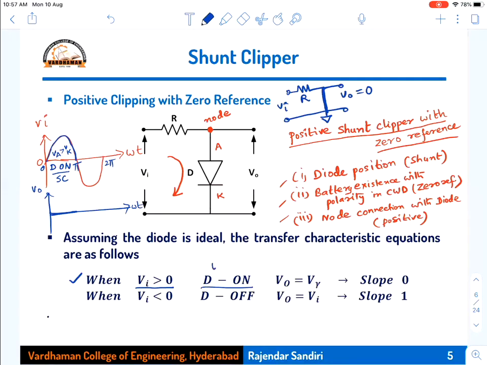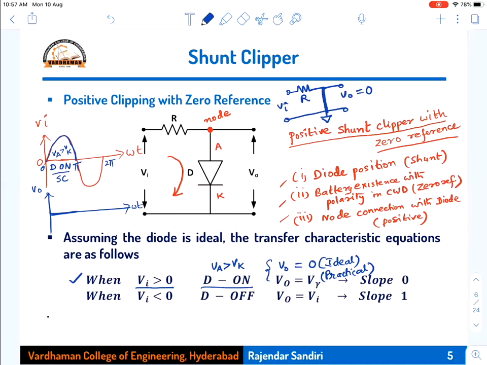Diode D is on because the anode voltage is greater than the cathode voltage, and the output voltage V0 is equal to, okay, actually it will be 0 in the ideal case. Assume the diode to be ideal. Ideal case, V0 is equal to 0. Practical case, V0 is equal to, diode is replaced by what in the practical case? Battery with its cut-in voltage. So V0 is equal to V gamma in the practical case.